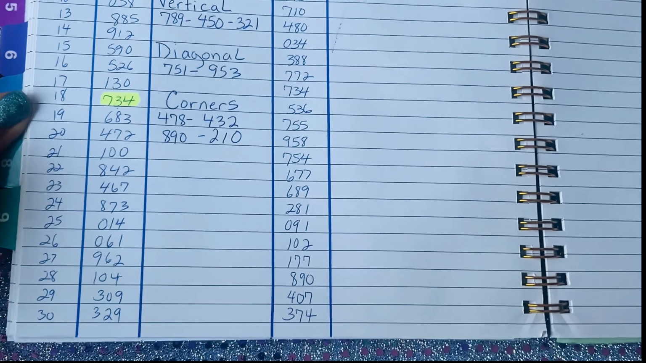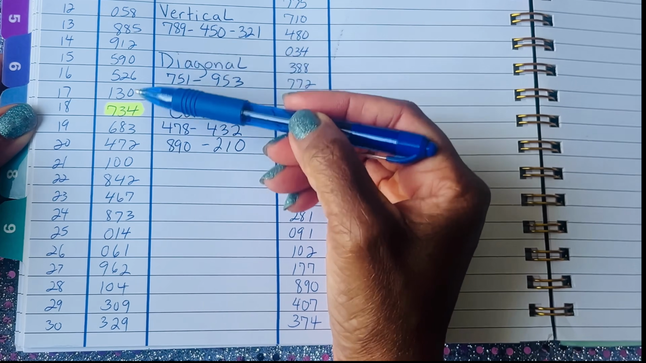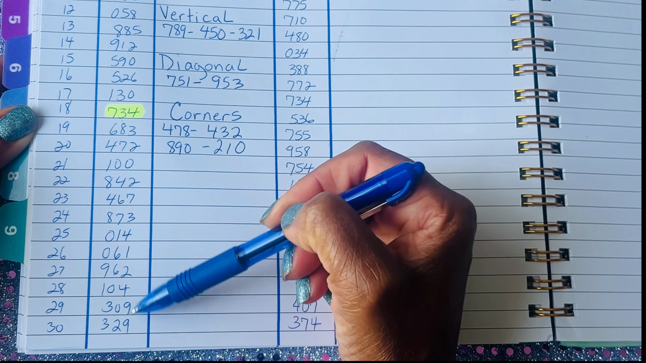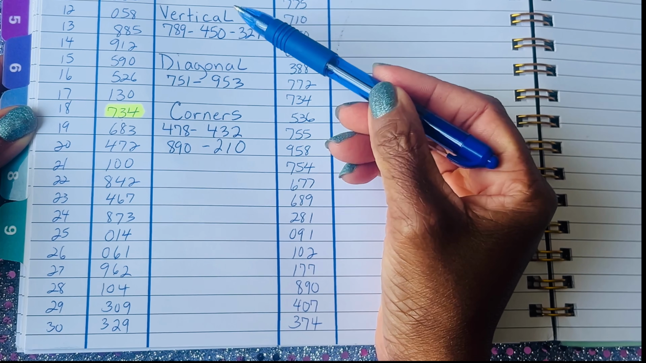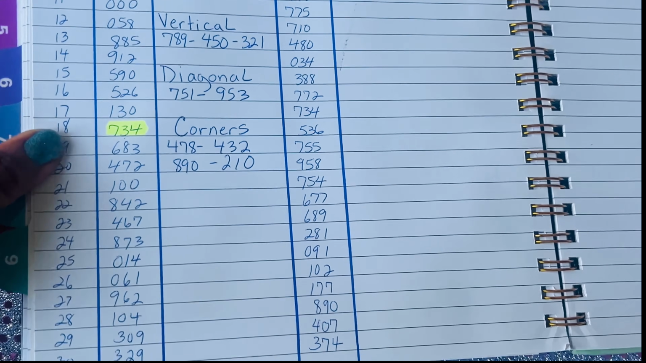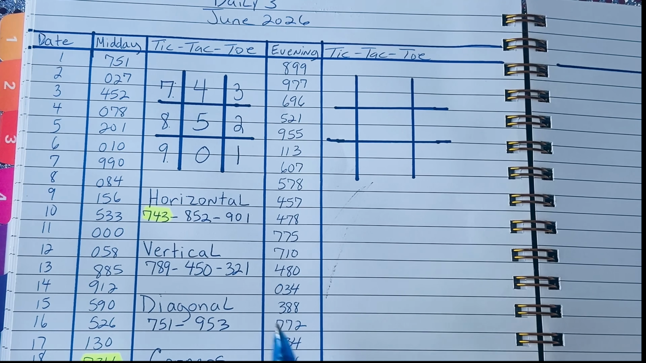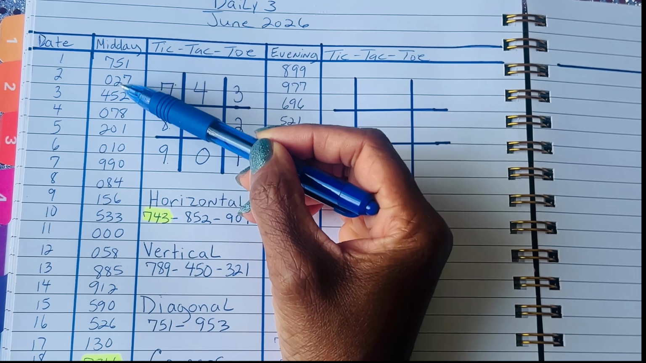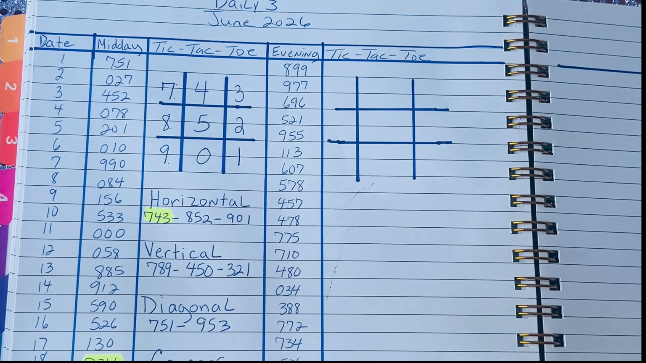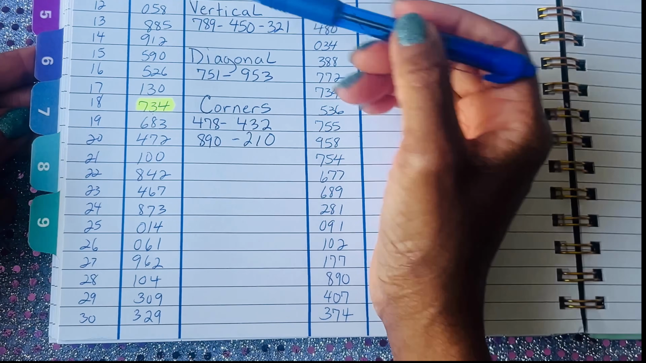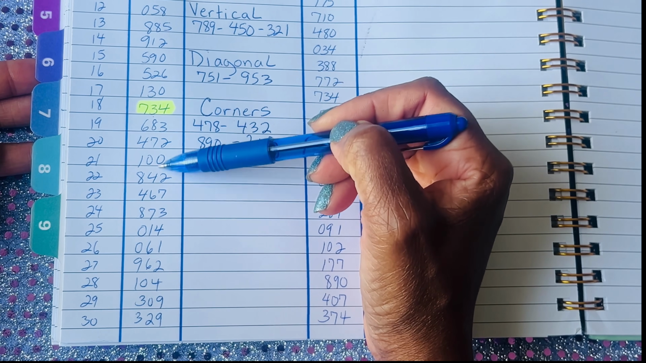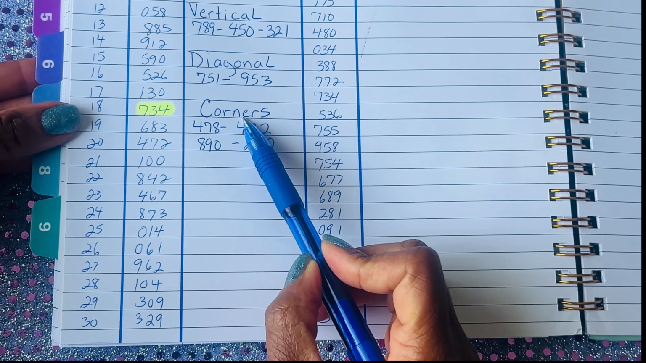751 fell on the first of the month. I'm going to only look at the last half of the month just to see if it repeated, and it did not. The second diagonal number is 953. Let's look for that. It did not show up in the first half of the month. Let's look at the second half, and I don't see it there either.